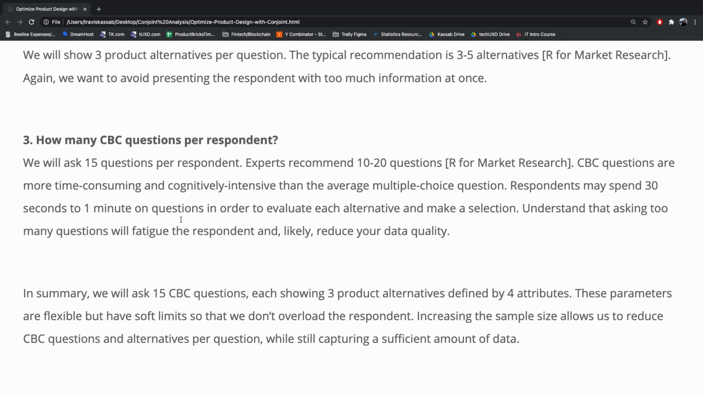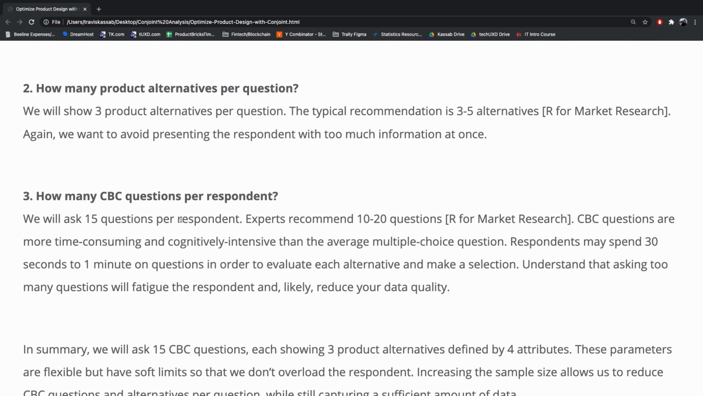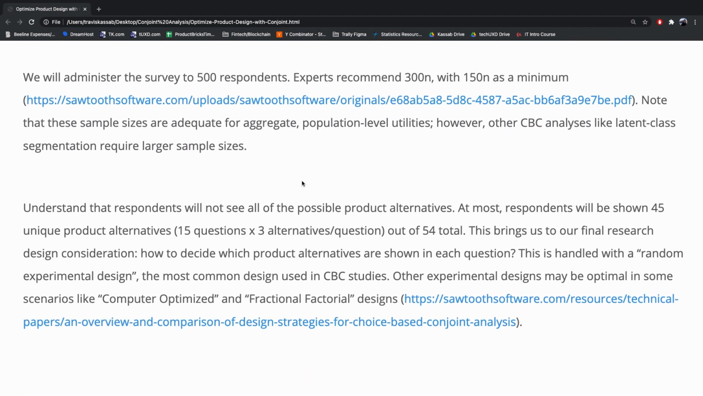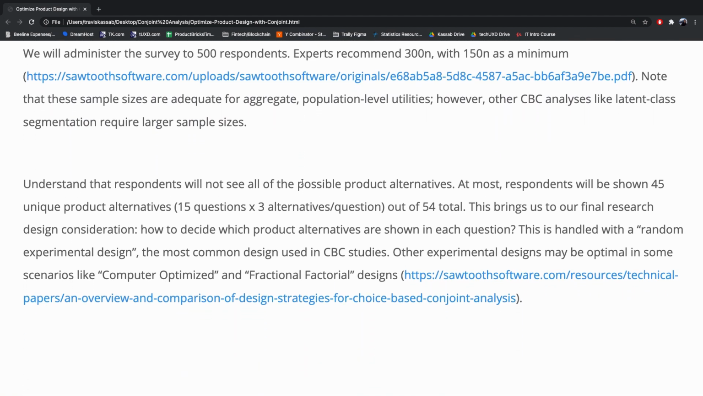Now, if you think back to the other parameters that I defined earlier, that we're only going to ask respondents 15 questions with 3 product profiles per question, that's only 45 total product profiles that each respondent will see in this survey. So we're going to show each respondent 45, but we have a total of 54. And you might wonder, how do you square those two? Is it going to be a problem if the respondents don't get to see all of the product profiles?